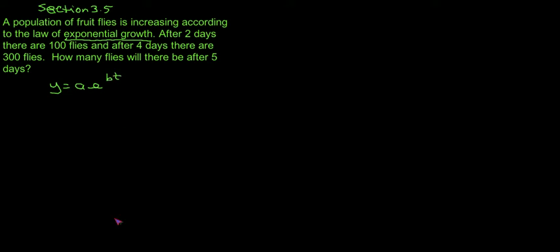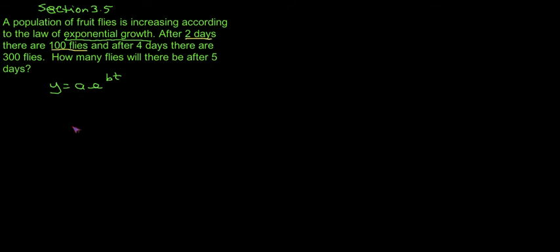And we're going to have to find a few different parts to this problem. It says after 2 days there are 100 flies, after 4 days there are 300 flies. How many flies will there be after 5 days? And again, this is assuming an exponential growth model. So let's start out with the very beginning here. They give us a time to deal with, 2 days, and after 2 days they give us 100 flies. So let's fill in the values where we need them.